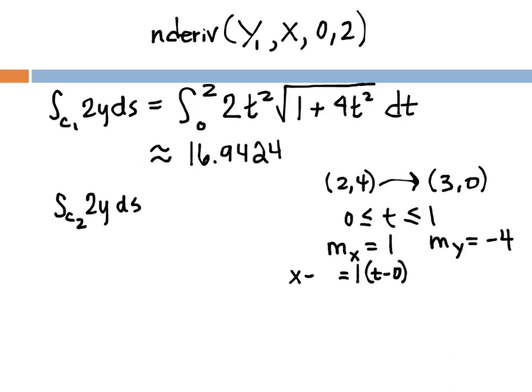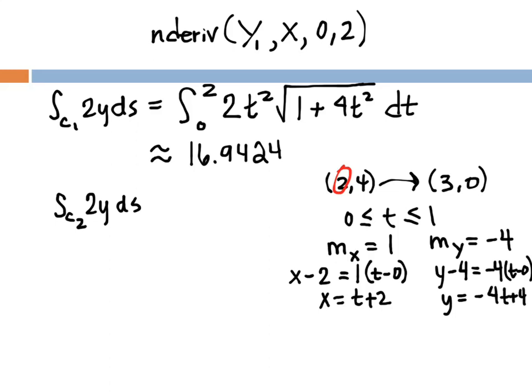What is it? It's 2, right? My initial x value is 2. Okay, so this ends up giving me x equals t plus 2. And then over here, my initial y value is actually 4. The initial one, the very first one where I start, is 4 for this segment, for C2. And then this is -4 times, again, my t value is 0 where it starts, so I've got t minus 0. So this ends up being y equals -4t plus 4, or 4 minus 4t.